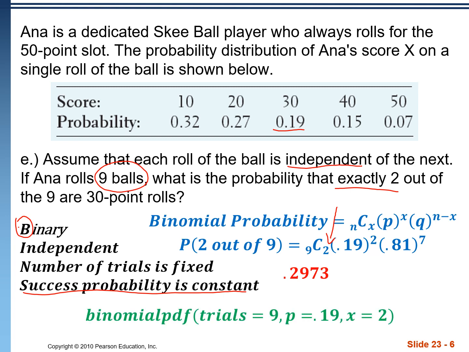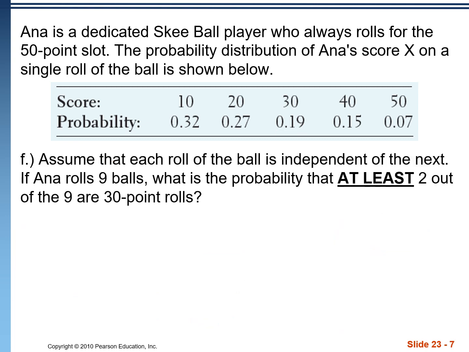So again, if you write calculator notation, which I prefer you didn't, but it is acceptable, provided you label all of these individual components. In this problem, we're going to change the wording from exactly 2 out of 9 to at least 2 out of 9. So when we think about at least 2 out of 9, that would include 2, 3, 4, 5, etc., up to 9. That's a lot of things to add together.